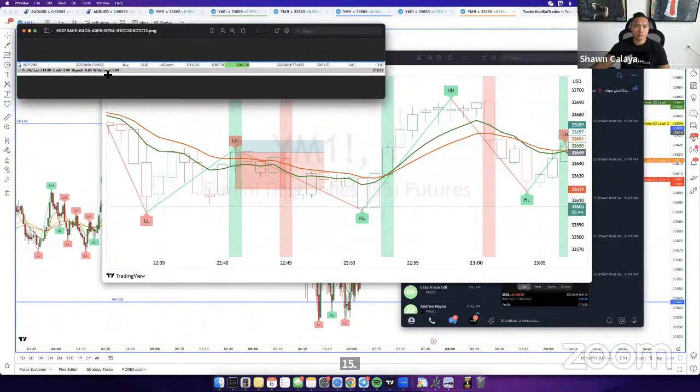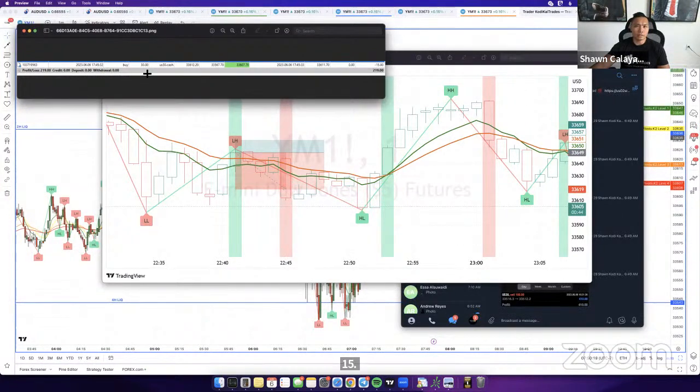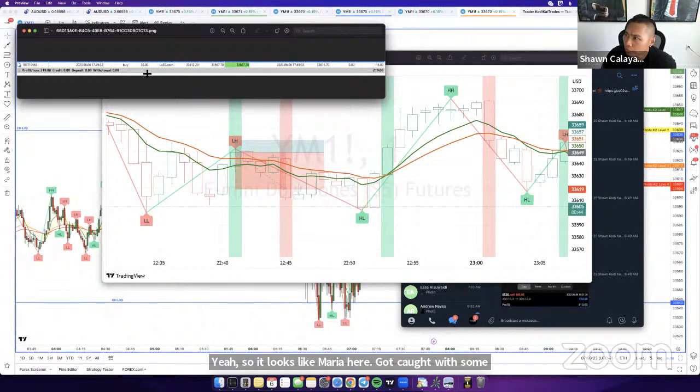Yeah, so it looks like Maria here got caught with some pretty bad slippage. So let's see, her entry time was, okay. Her entry price was 33,612. Yeah, the slippage got you pretty bad, Maria, it looks like.